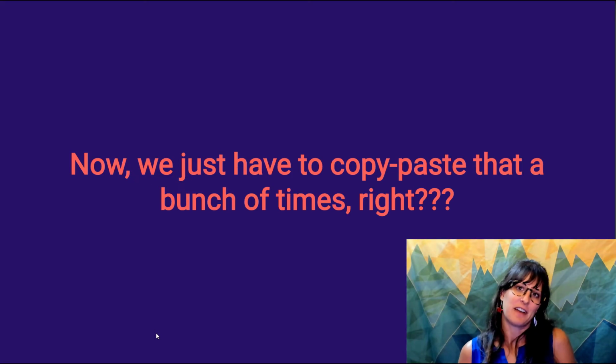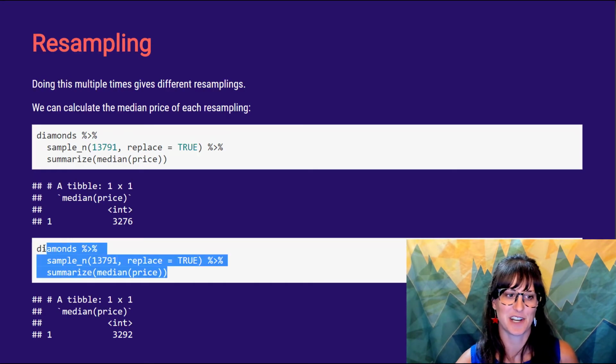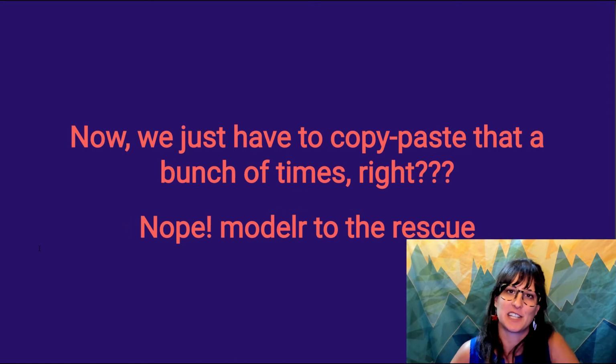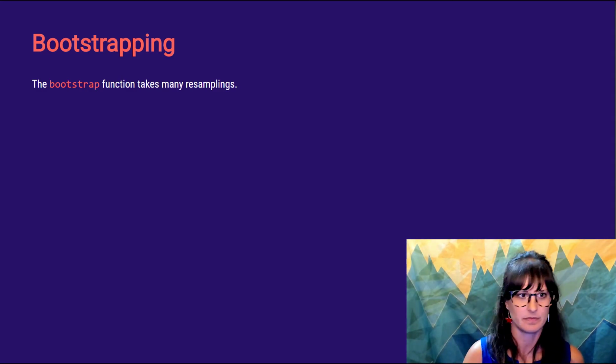So all we have to do now, if we want a whole bunch of different medians, is just copy-paste that same code and rerun it several times, right? Great. You would really love to sit here and copy-paste this code chunk, say 1,000 times? Probably not. So the package called modelr is to the rescue. This is, I think, the easiest and cleanest way to do some bootstrapping. And the main function we're going to use, of course, is called bootstrap. This function just takes many resamplings for you.